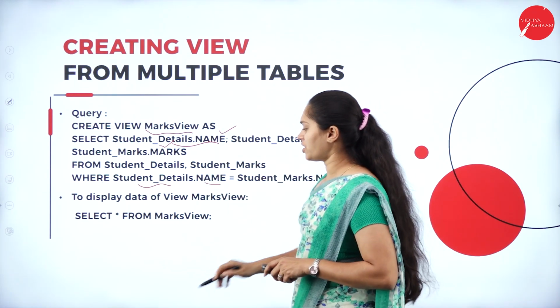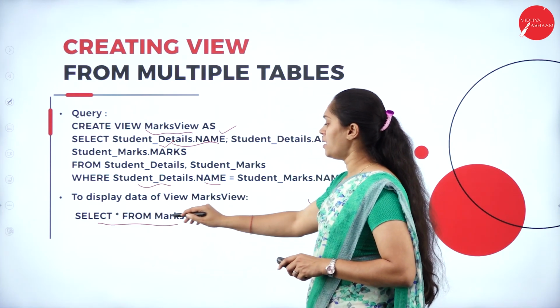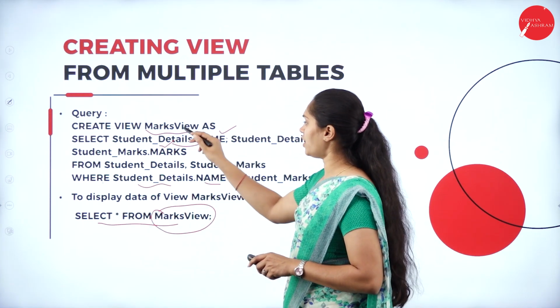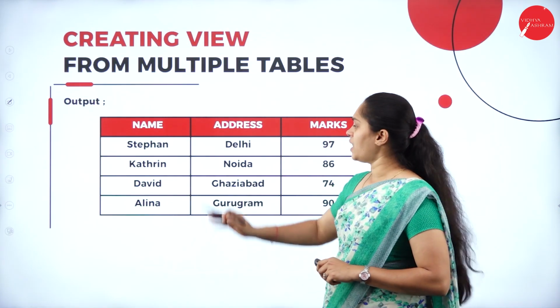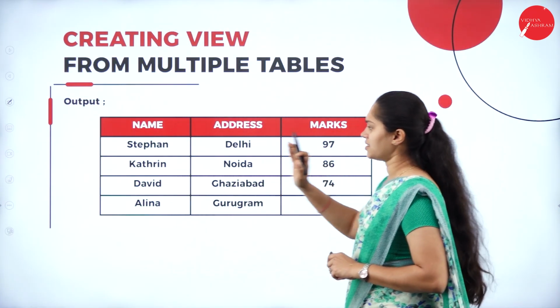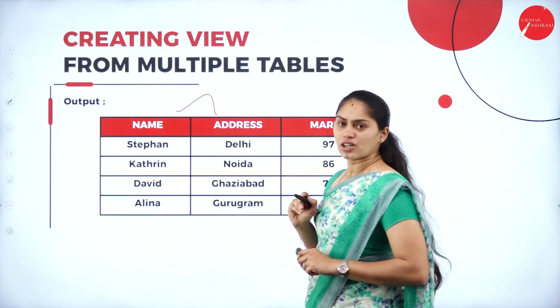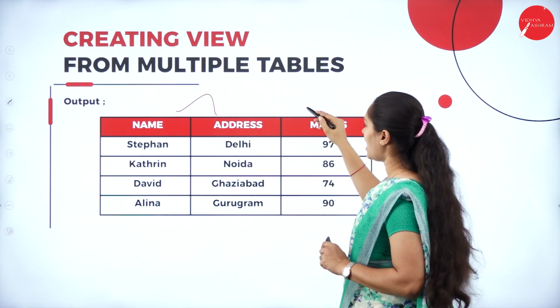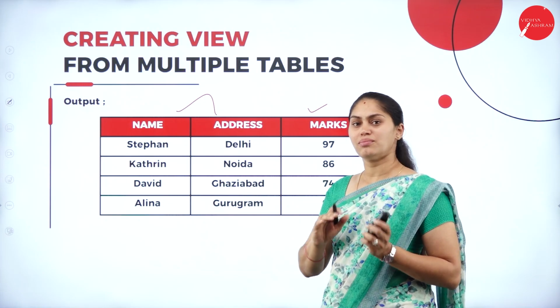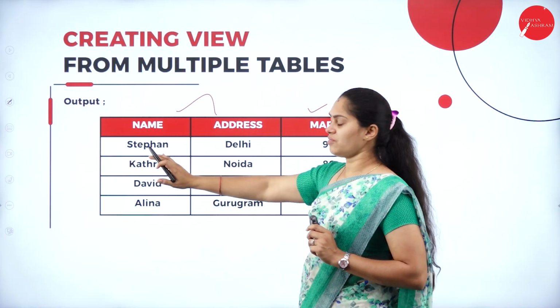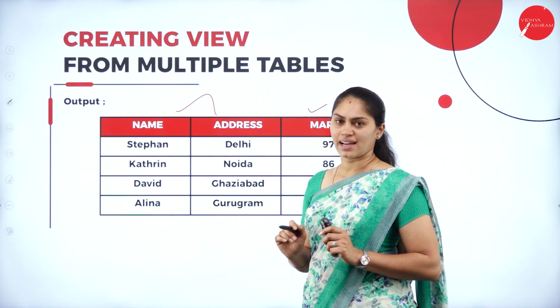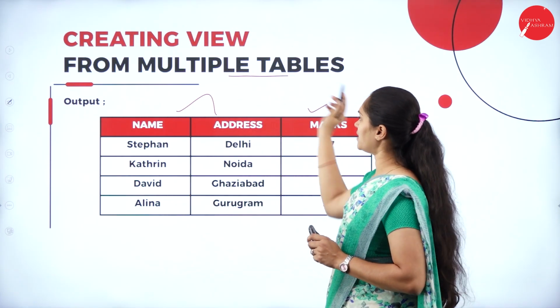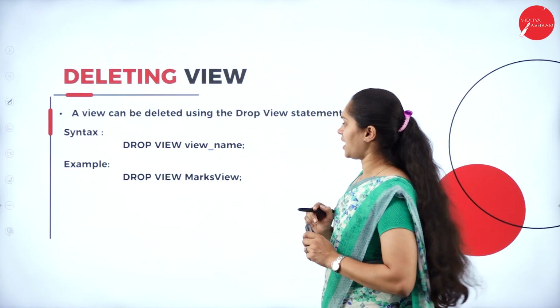Okay, and if you want to display, select star from marks view. Marks view is the new view name. So how will the output be? Name, address and marks. Name and address are columns of student details and marks is a column of student marks. The names which are present in both tables, only those rows are going to be selected here. This is how we can create a view from multiple tables.